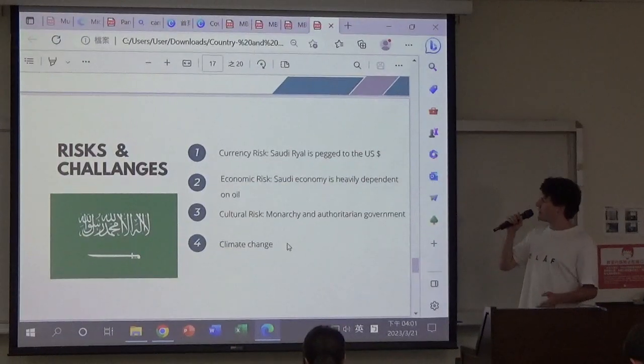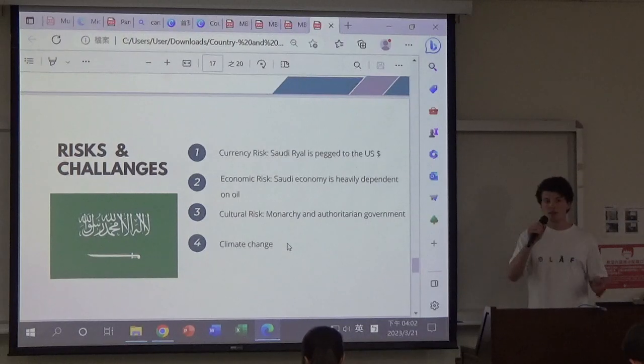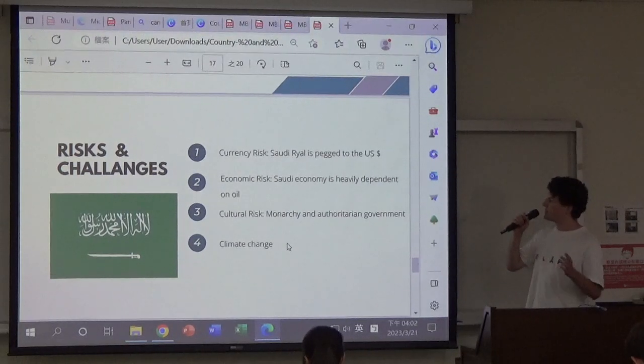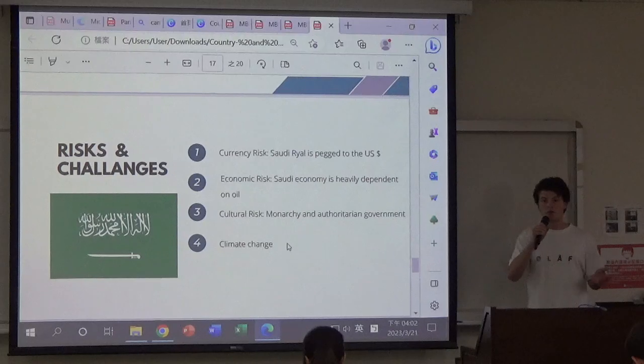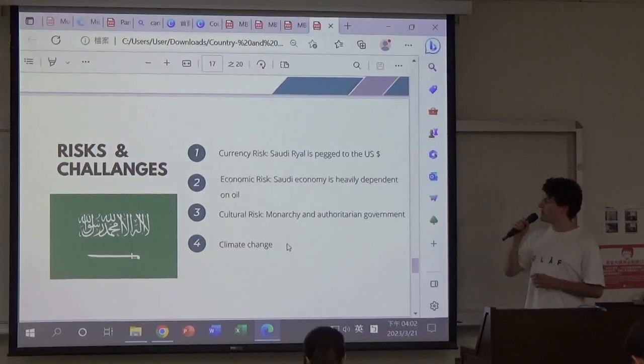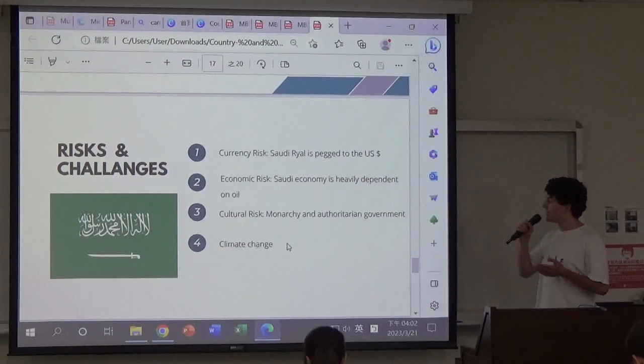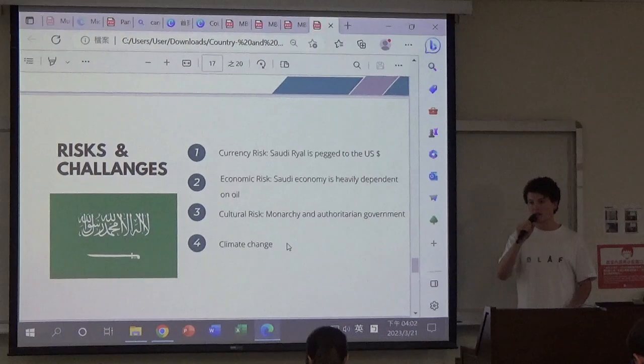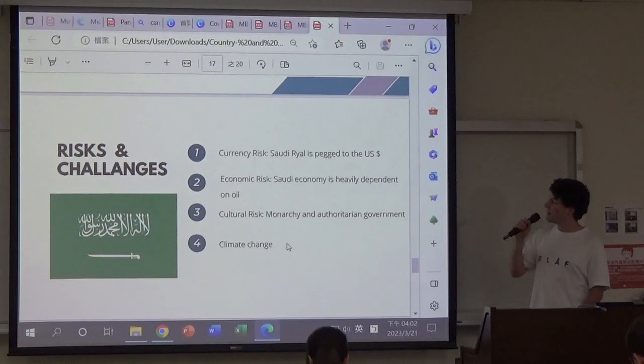The second one is economic risk. We've already mentioned that the Saudi economy is heavily dependent on oil, so if the prices of oil would decrease suddenly, the Saudi economy would be in great danger. So therefore we would advise to diversify their economy, which is already part of the plans that the government currently has. Time's up.